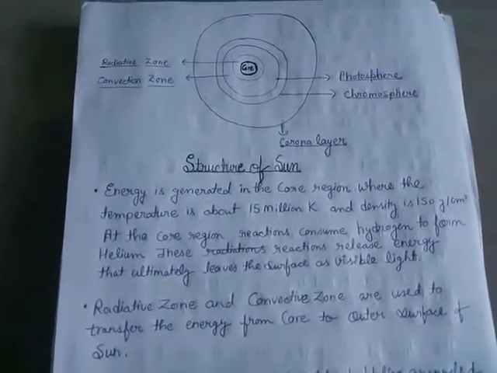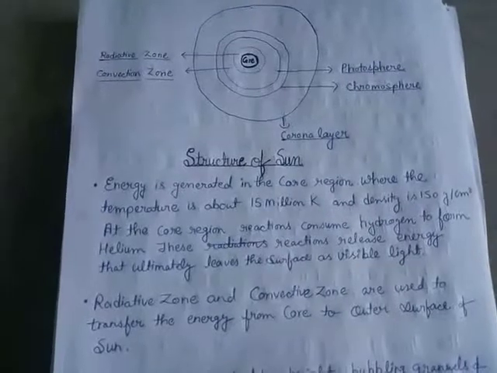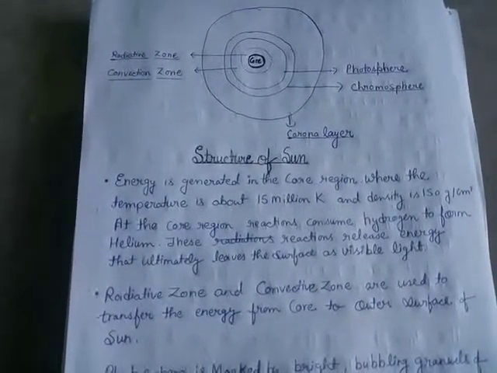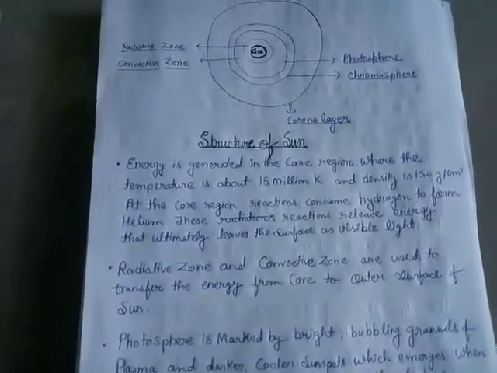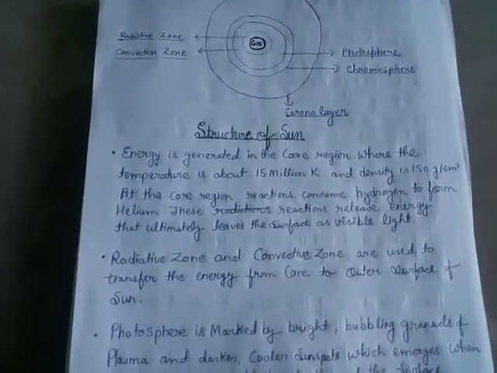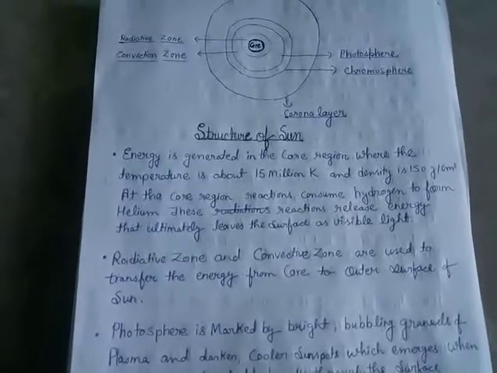Energy is generated in the core region where the temperature is about 15 million Kelvin and the density is 150 gram per centimeter cube. At the core region, reactions consume hydrogen to form helium, therefore a large amount of energy is released. Radiative zone and convective zone are used to transfer energy from core to outer surface of Sun.